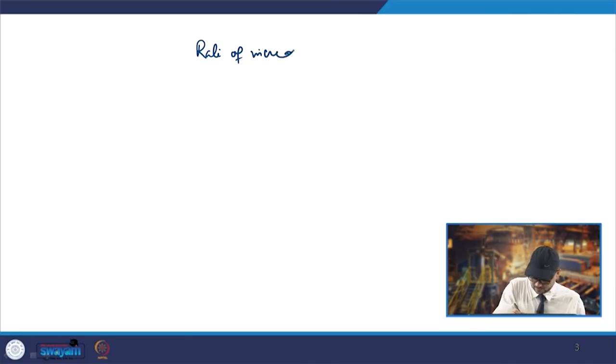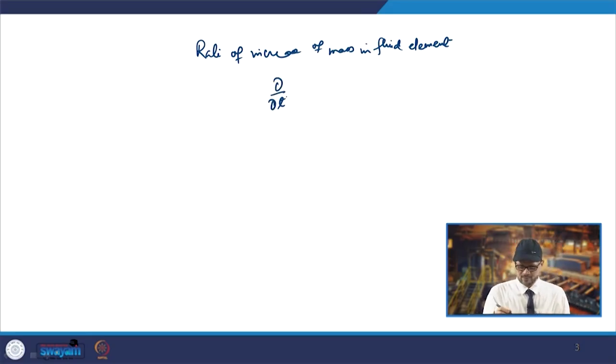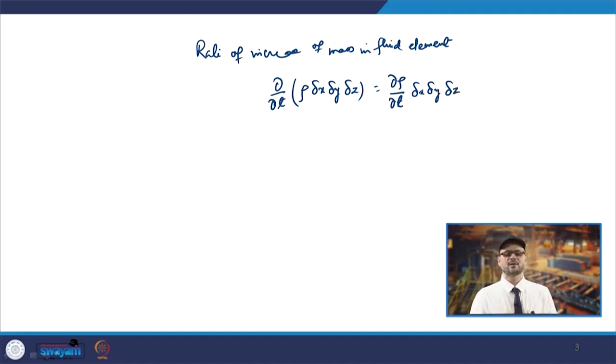So the rate of increase of mass in the fluid element will be ∂/∂t, that is, the rate of increase with respect to time. Mass will be density into volume, and the volume will be δx δy δz, since it is a cubical element. So density will be ρ, and then you will have δx δy δz. So it will be ∂ρ/∂t into δx δy δz, that being a constant, it comes out: ∂ρ/∂t δx δy δz.